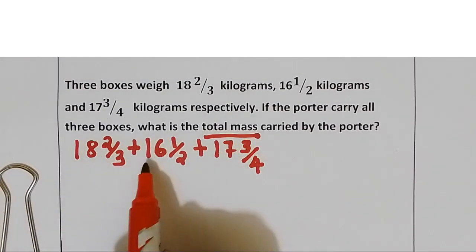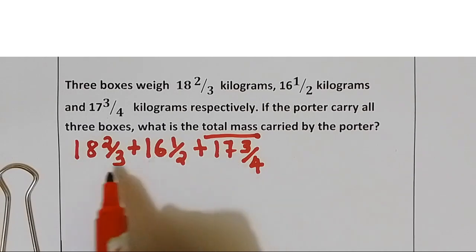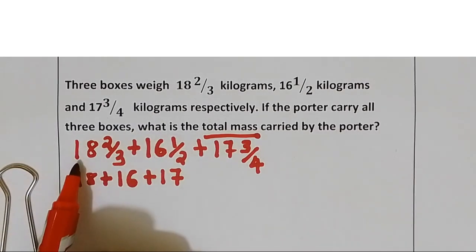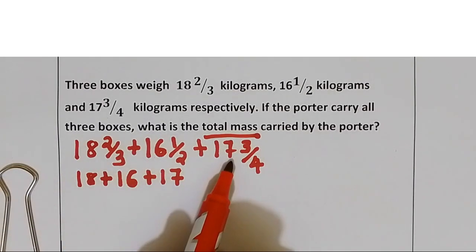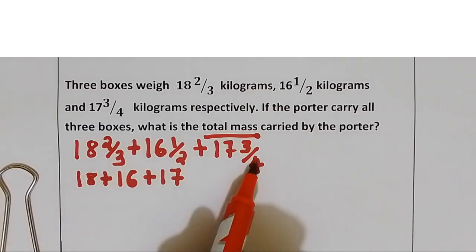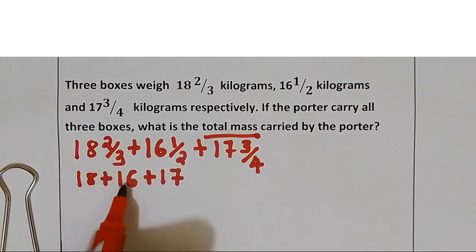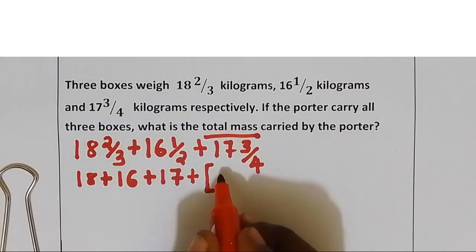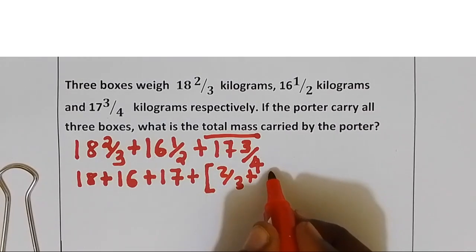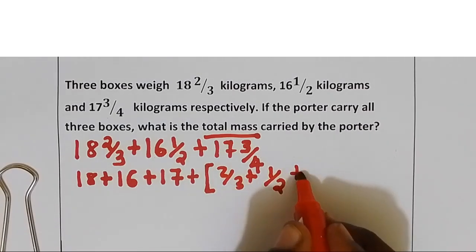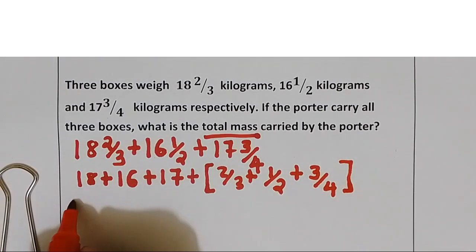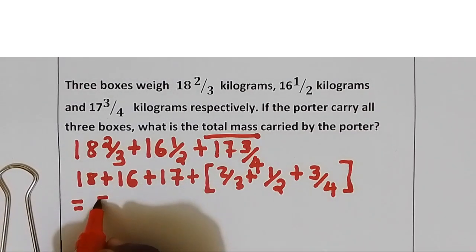We will take the whole numbers and add them together, and the fractions, we are going to add them together. That is going to be 18 plus 16 plus 17 plus the fraction part, which is 2/3 plus 1/2 plus 3/4. 18 plus 16 plus 17, we get 51.